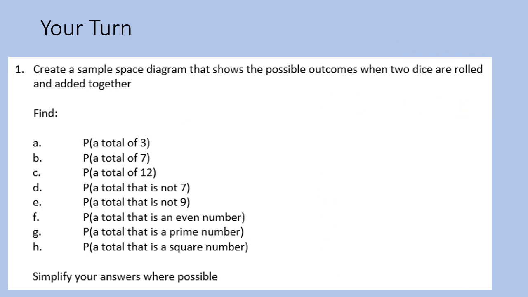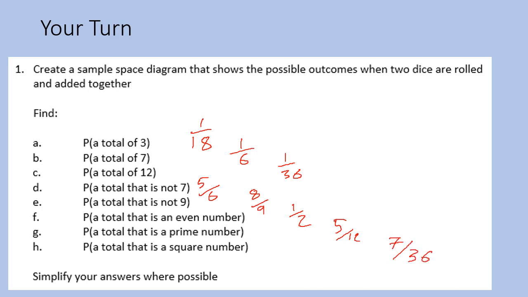Okay, here are the simplified answers for these. Make sure that you have shown your working when you're doing these, and then make sure that you've simplified them. I make it 1/18, 1/6, 1/36, 5/6, 8/9, 1/2, 5/12, and then 7/36. So that works its way down, A, B, C, D, E, F, G, H. Then on to the next question.